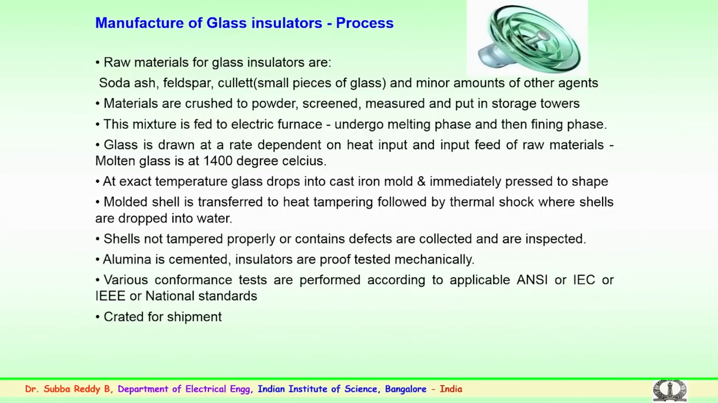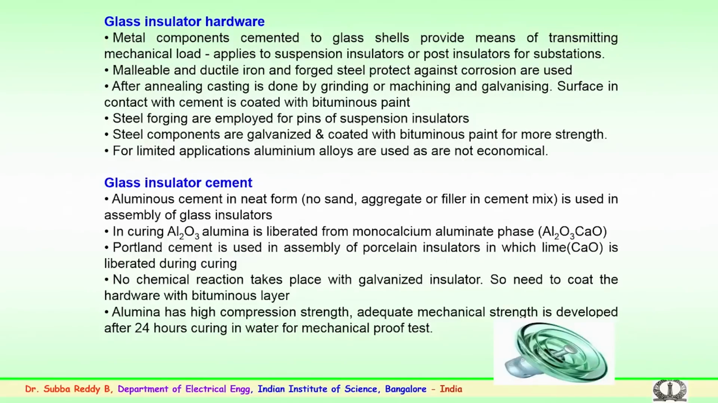This is how the manufacturing process of the glass insulator takes place. So, what are the material hardware which are used along with the silica glass and other materials which we have discussed? These are basically the end fittings. Just as the Portland cement and end fittings are important for the porcelain insulator, similarly the metal components are to be cemented to the glass shells which have been obtained.